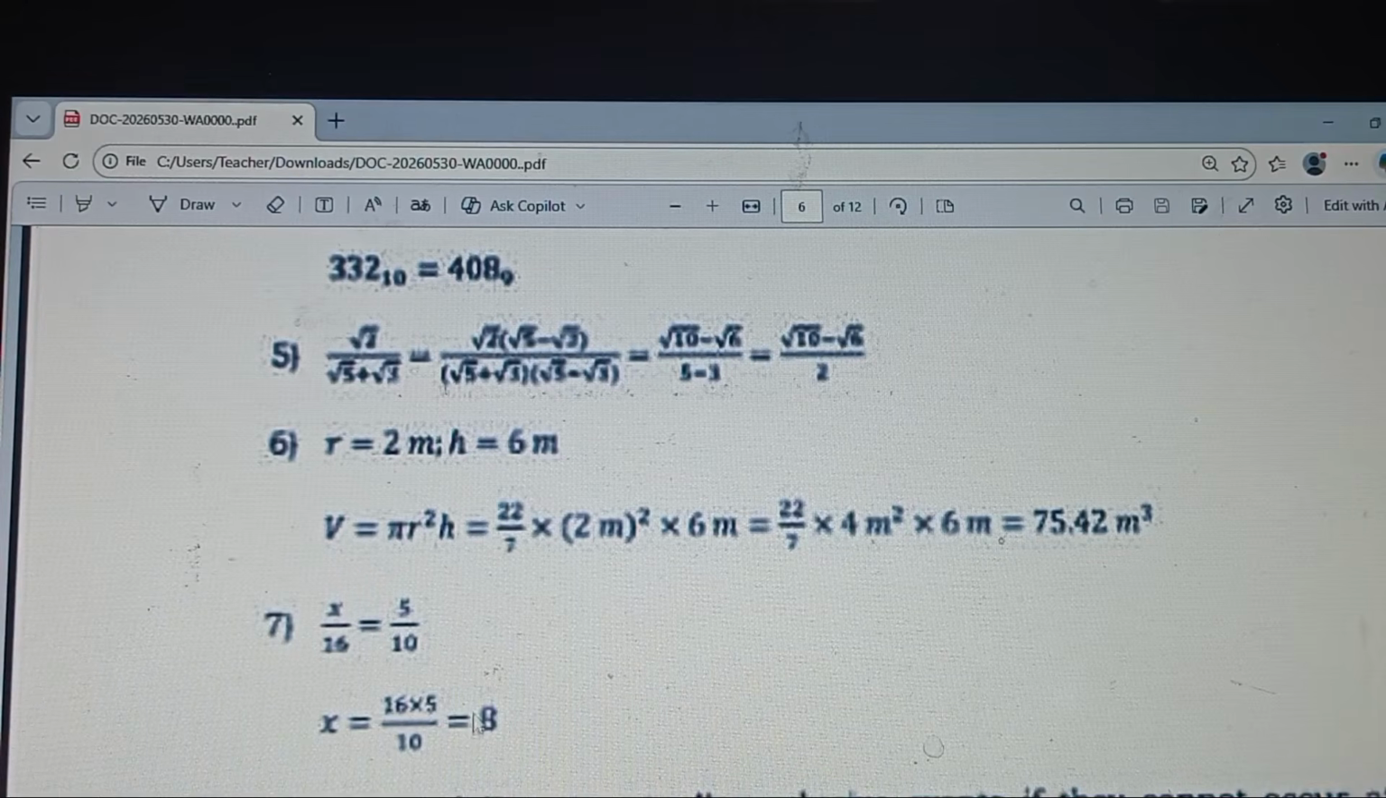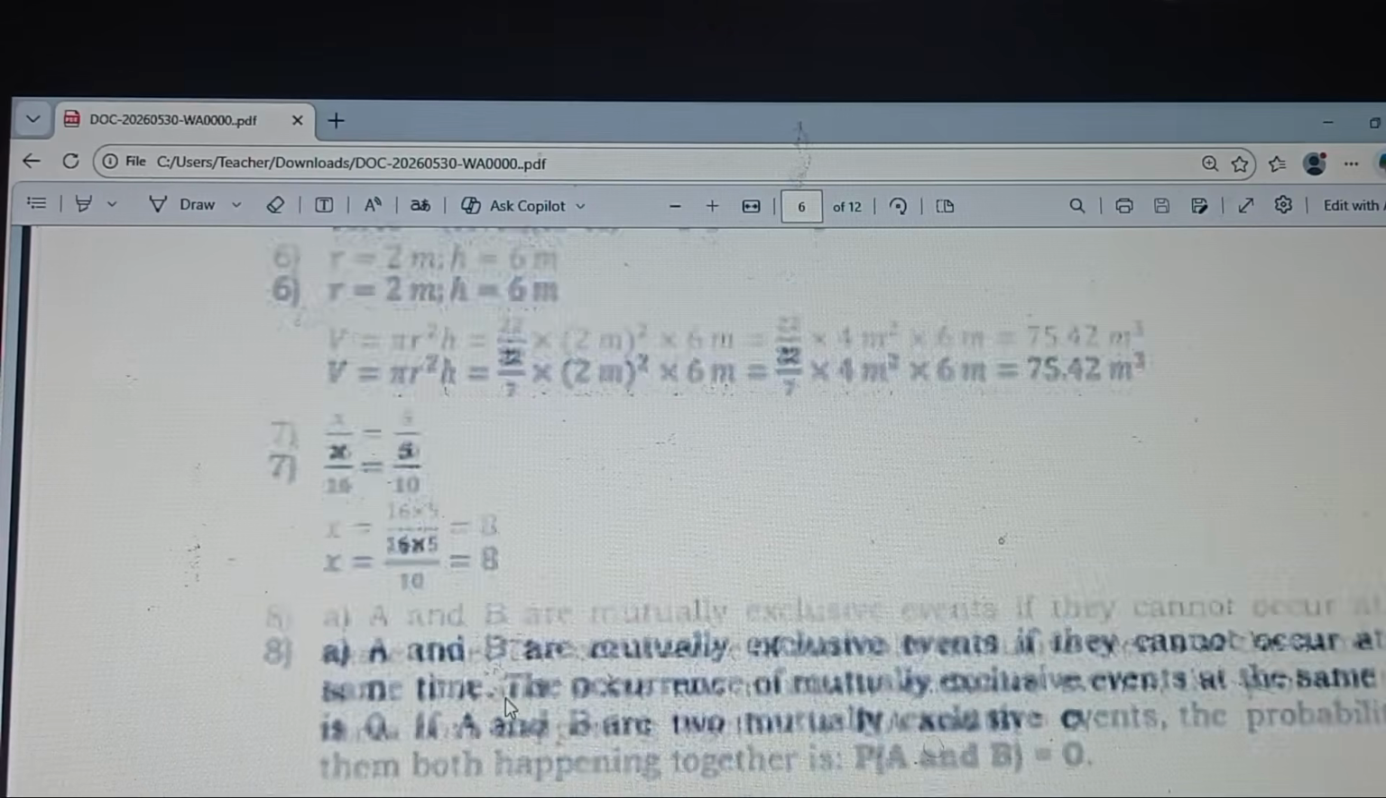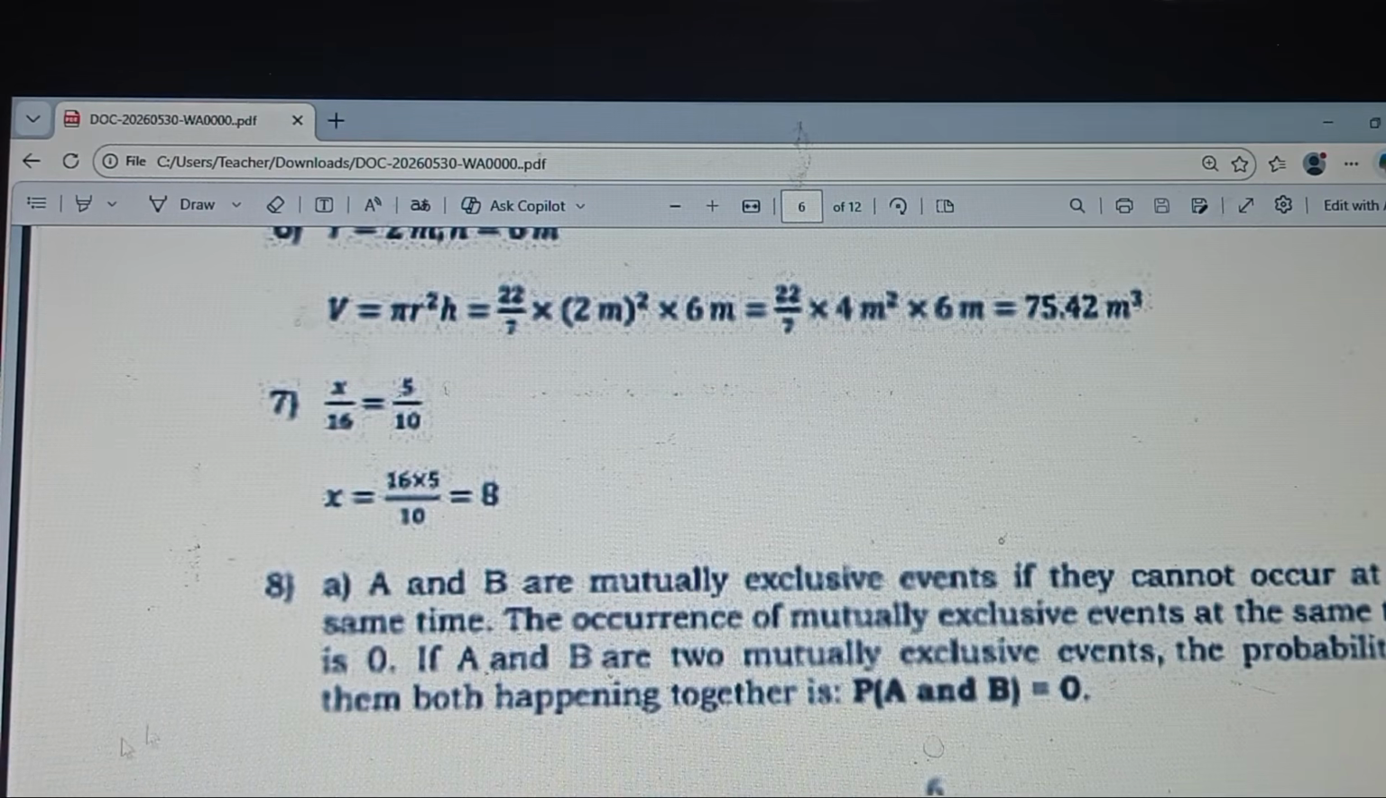Yes, that is the value of x is 8. Yes, okay, good. Question number 8 consists of probability. A and B are mutually exclusive, which means that they cannot occur at the same time. The probability of mutually exclusive events occurring at the same time is 0.